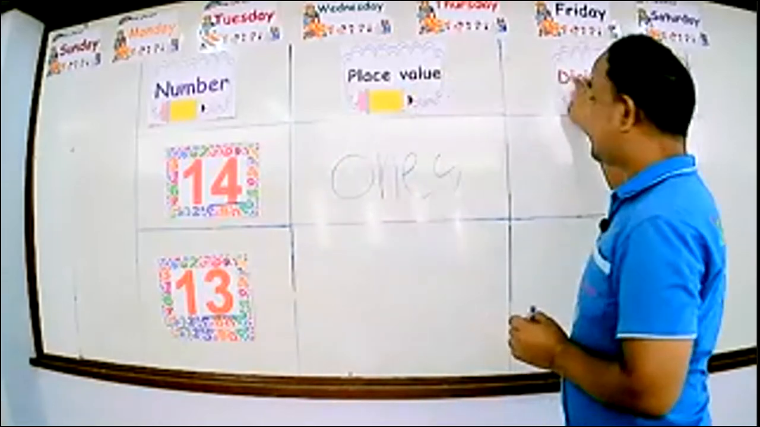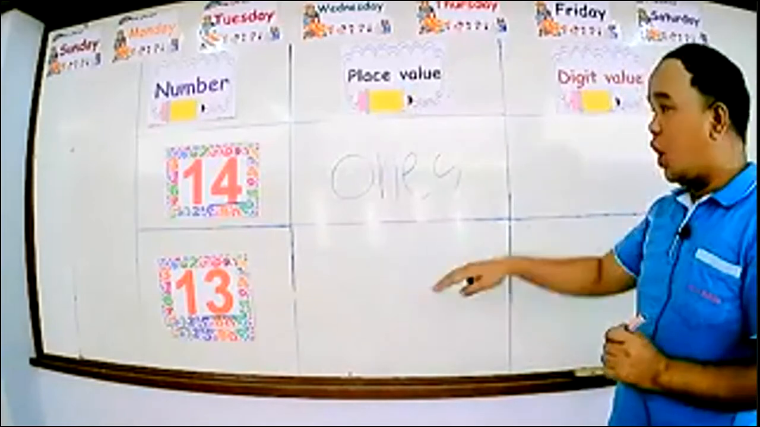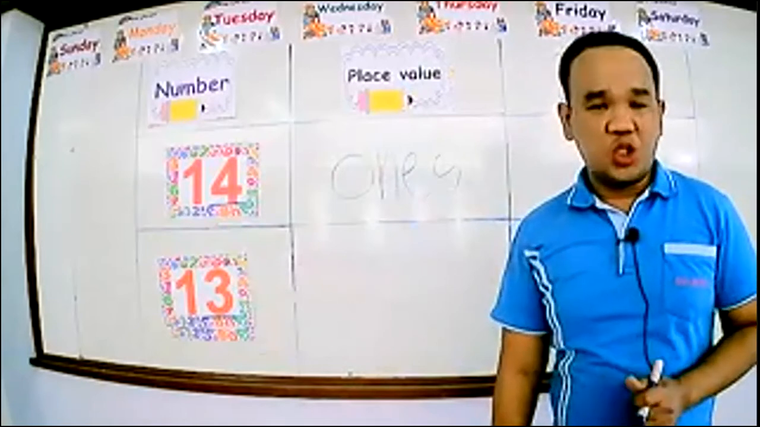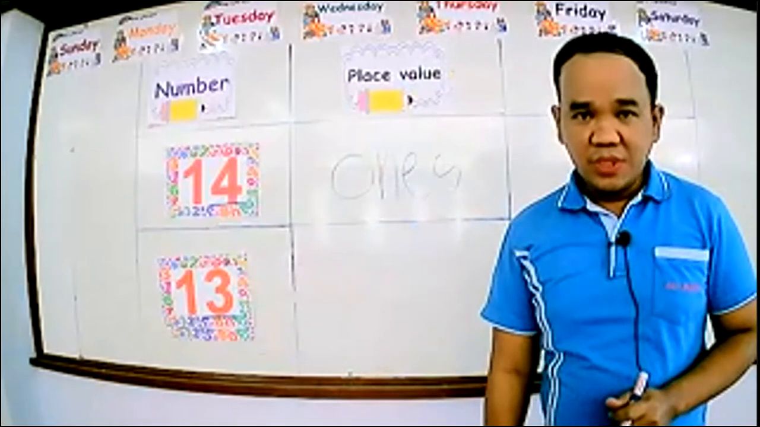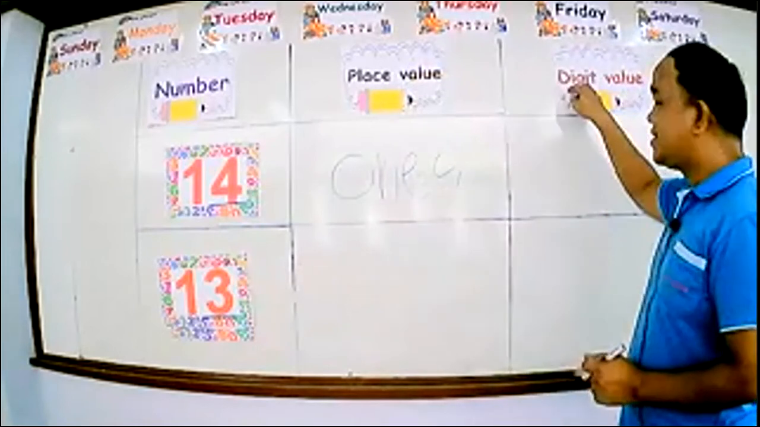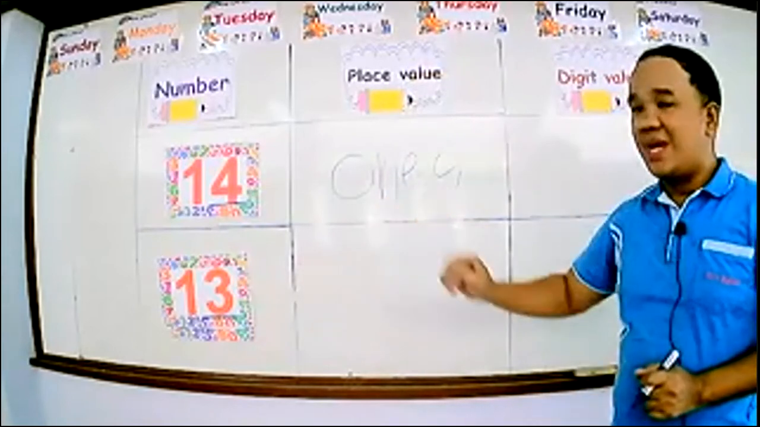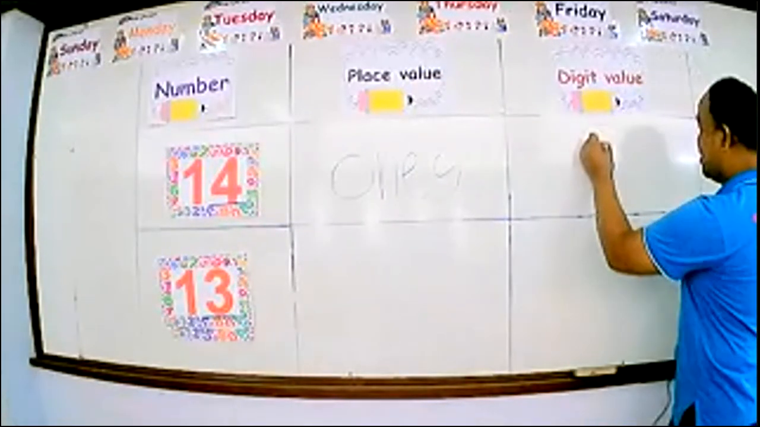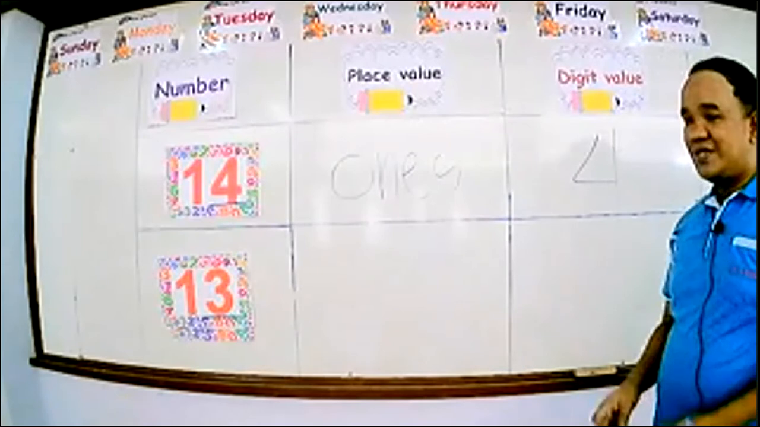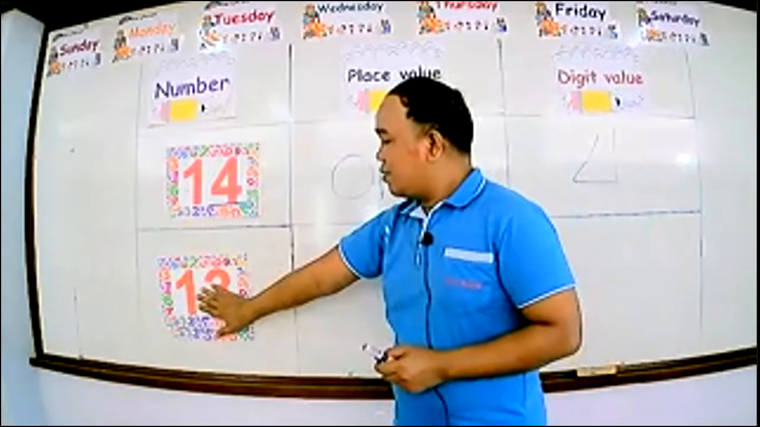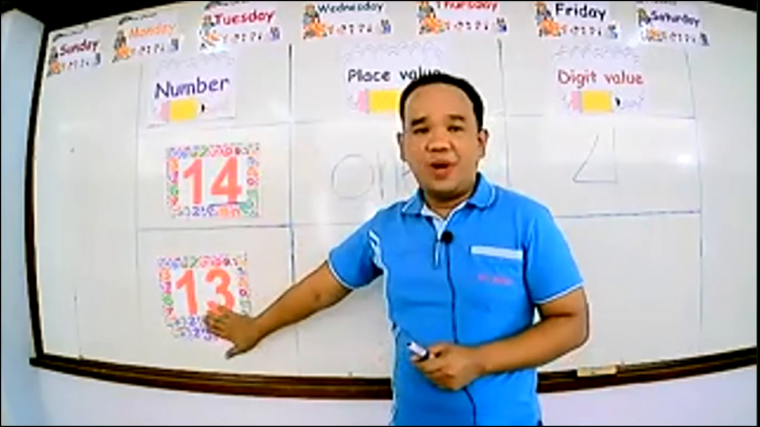And what is the digit value of number 4 in the given number, which is 14? If the place value is ones, what is the digit value of ones? And that is number 4. Very good. All right, let's proceed to another example. We have here number 13.